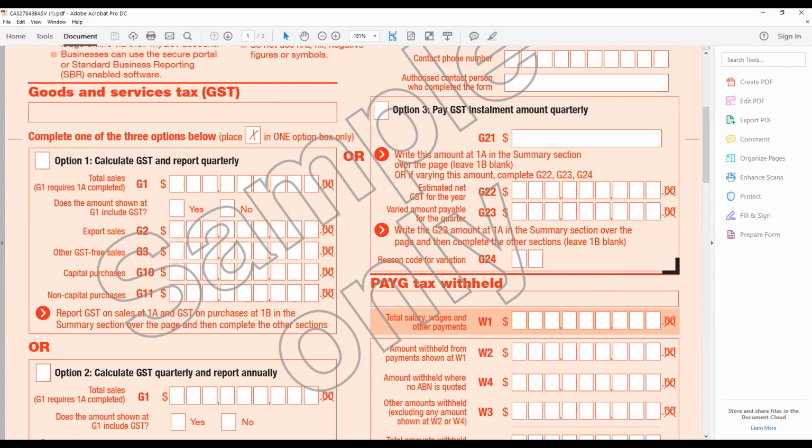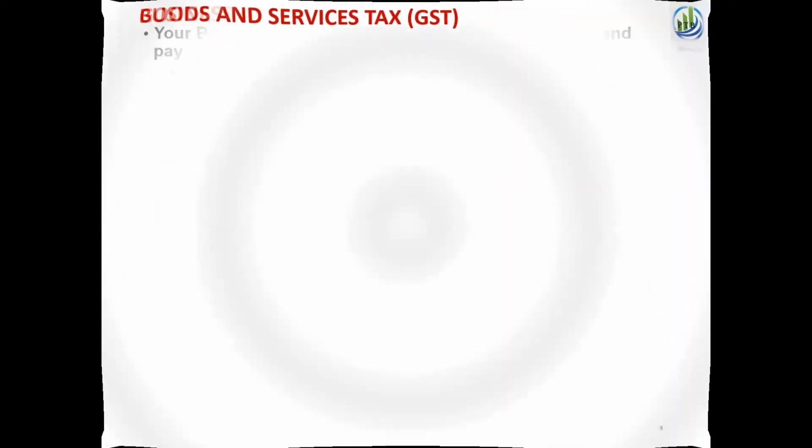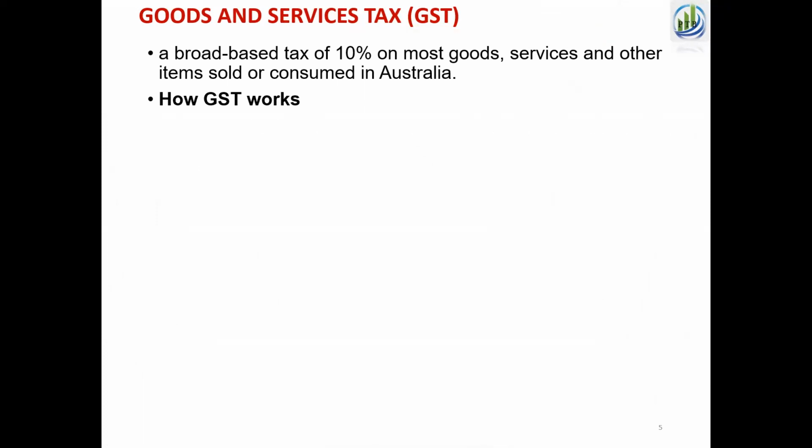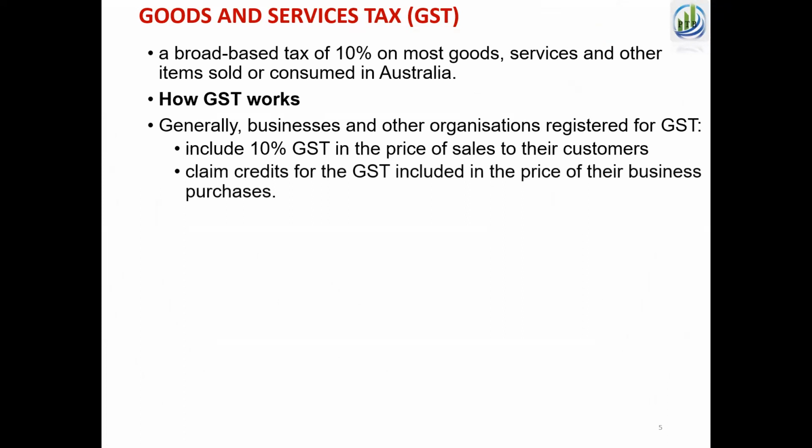So I'm going back to that activity statement. As I said, all these taxes should be reported. The goods and services tax means 10% tax on goods, services and other items sold and consumed in Australia. How does GST work? Generally, businesses and other organisations registered for GST include 10% on their sales. If your sales are $100, you add 10% to that, which makes $110. Then whatever GST you paid on your business purchases, you can claim from the ATO.